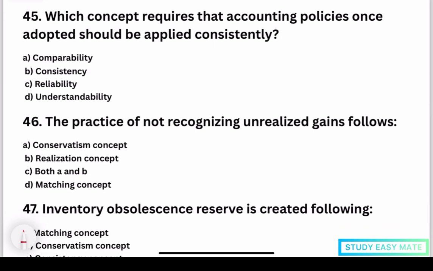45. Which concept requires that accounting principles and policies, once adopted, should be applied consistently? Again, consistency, because of comparability of financial statements over time. It also prevents manipulation through frequent changes in accounting methods.